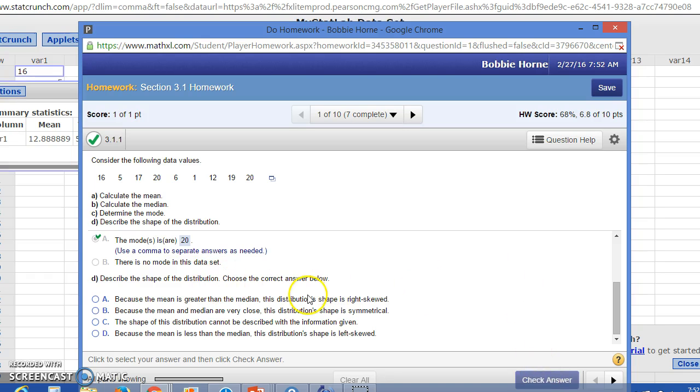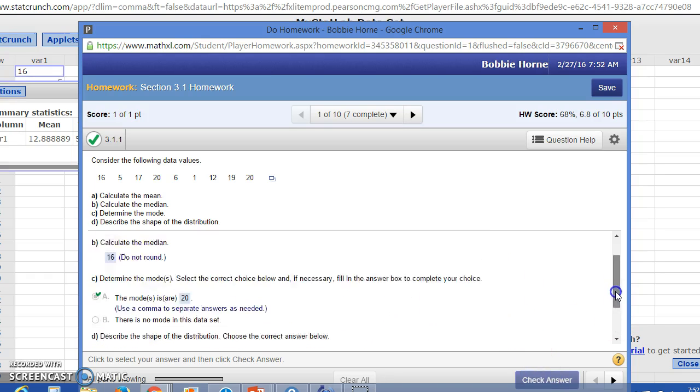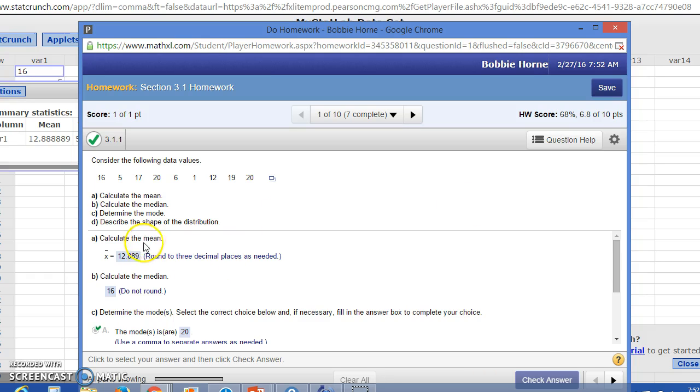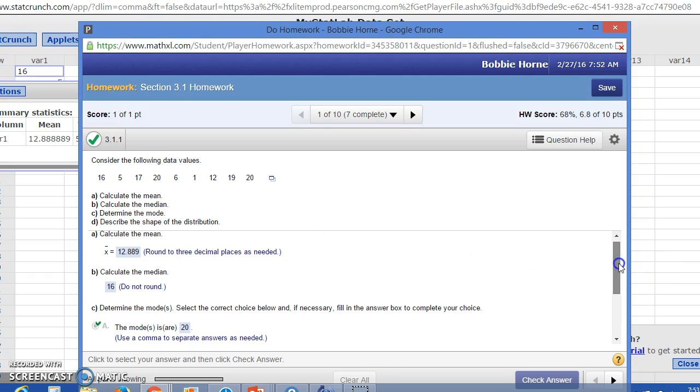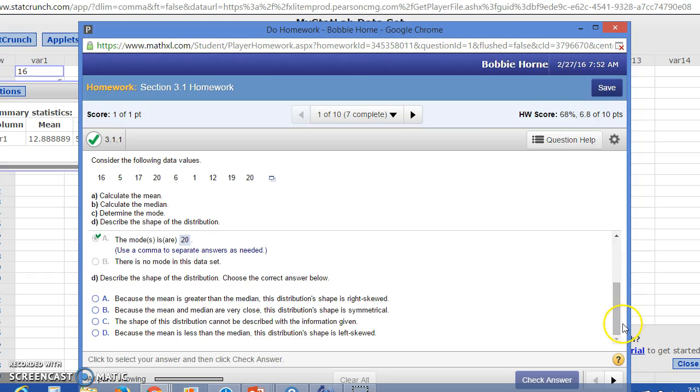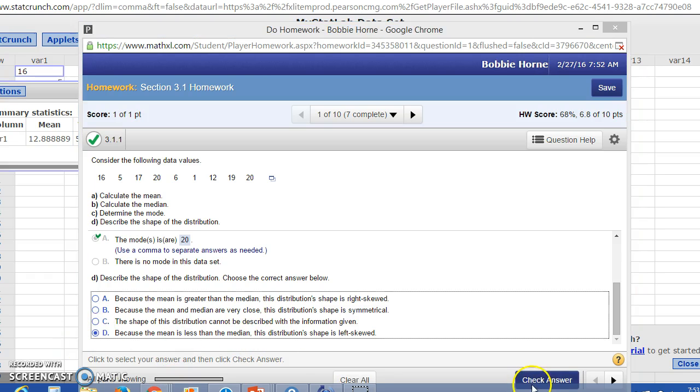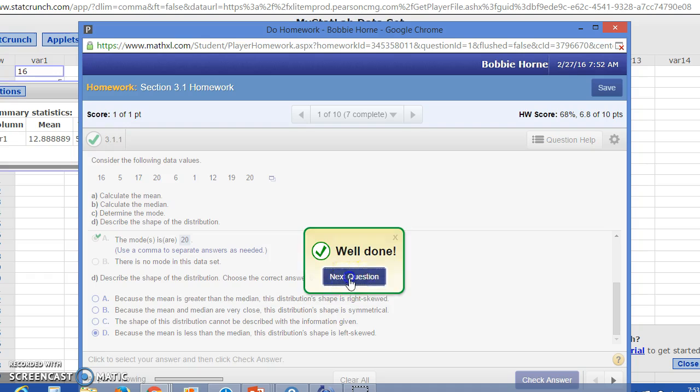Okay, describe the shape of the distribution. Let's look back up. If the mean is greater than the median, it would be to the right of the median, so it would be right skewed, because remember your median is your middle number. If the mean is smaller than the median, then you will have a left skewed. So here our mean is much smaller than our median. So the mean is less than the median, so the shape is left skewed.